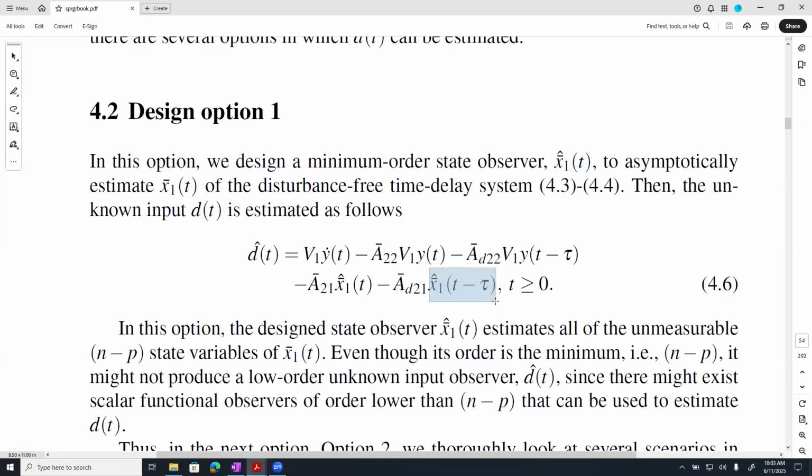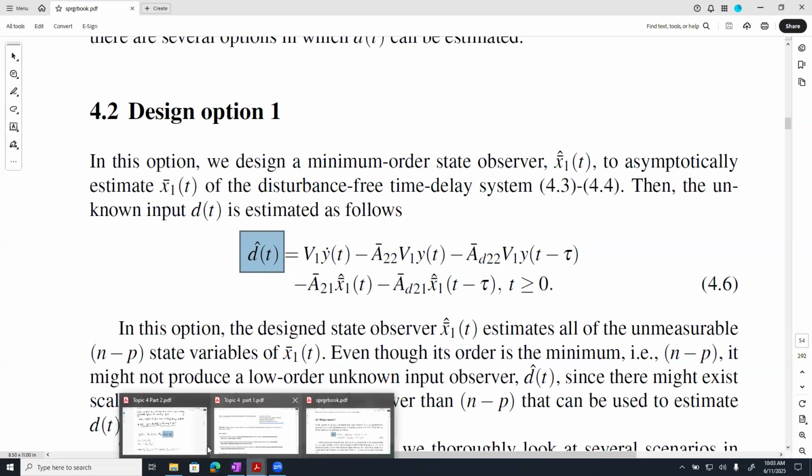And then once we delay it by tau, we can realize this term as well. As a result, we can realize the generalized functional, and that can then be used for the asymptotic estimation of the unknown input. So when you look at that, that is one possible option.